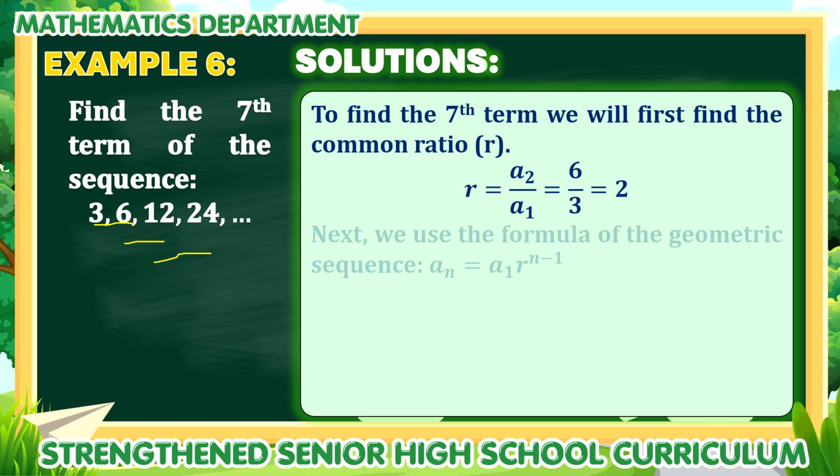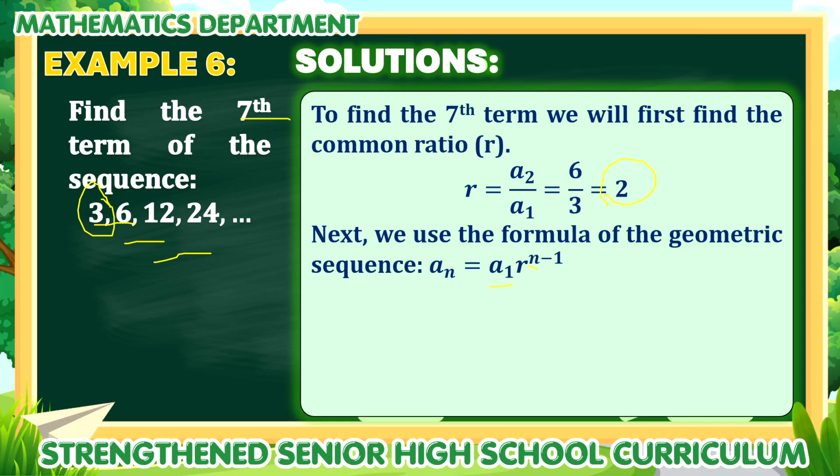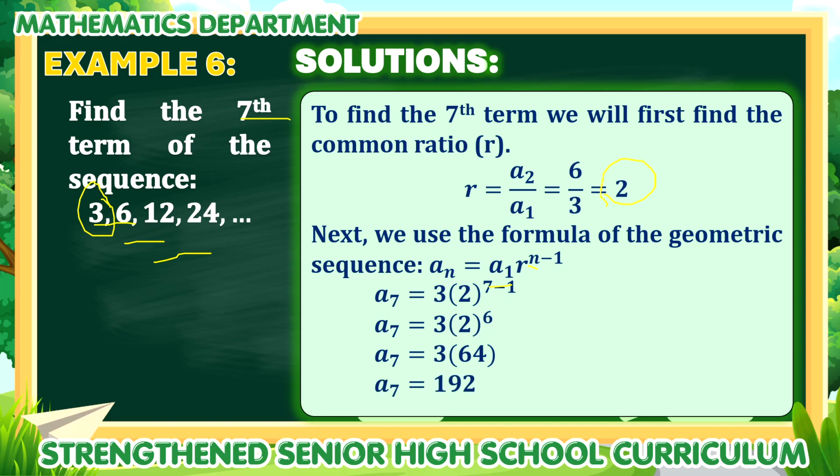After finding the value of r, we then use our formula a sub n is equal to a sub 1 times r raised to n minus 1. Substituting, our a sub 1 is 3, our r is 2, and our n is 7 because we are looking for the seventh term. So a sub 7 is equal to 3 times 2 raised to 7 minus 1. Simplifying the exponent, we have 3 times 2 raised to 6, and 2 raised to 6 is equivalent to 64. Then 3 times 64 gives us 192. So the seventh term of the given sequence is equal to 192.